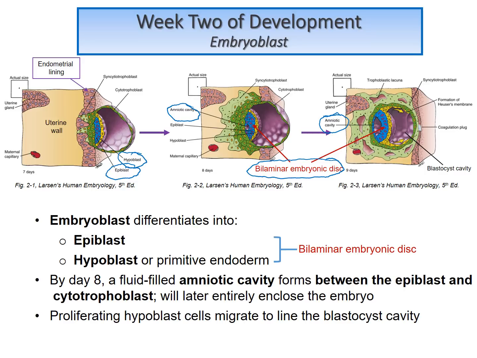Proliferating cells from the hypoblast layer migrate outward in an initial wave internal to the cytotrophoblast to line the blastocyst cavity. Let's focus now on events during the remainder of the second week on the next few slides.